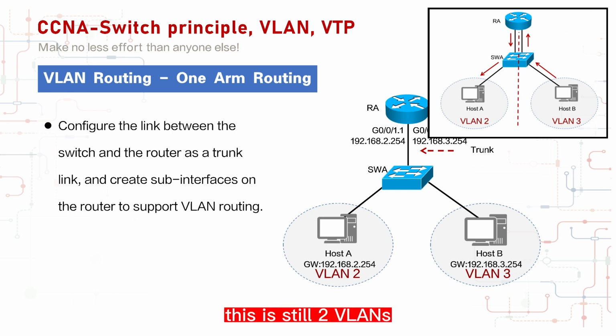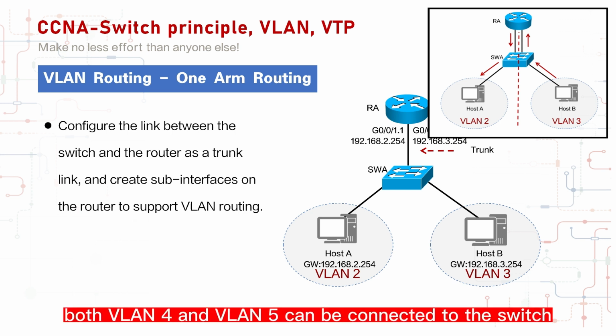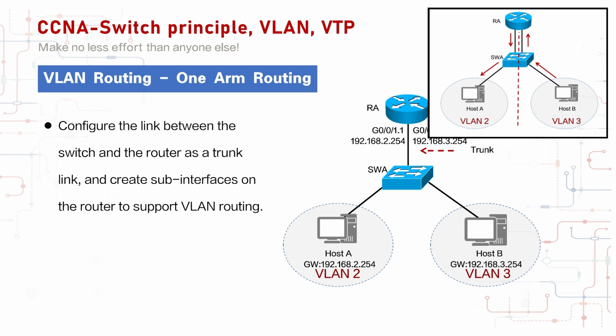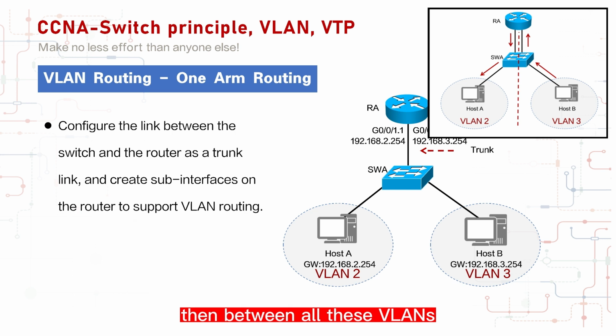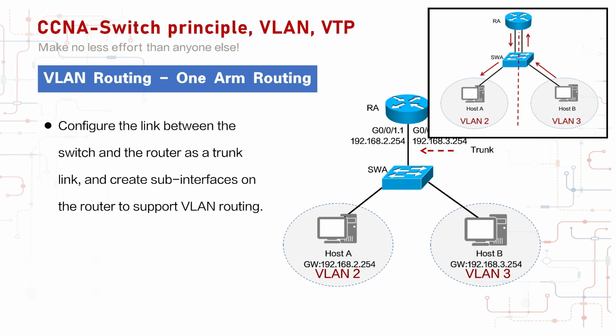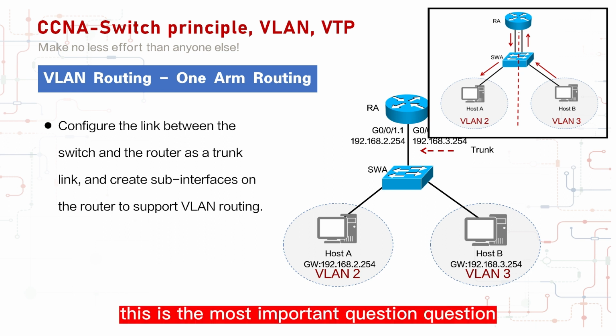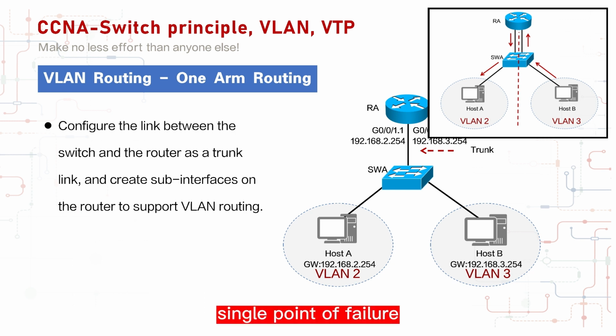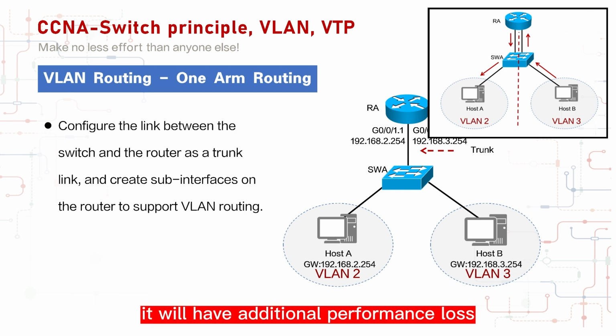This is still 2 VLANs. Both VLAN 4 and VLAN 5 can be connected to the switch. Then between all these VLANs, all visits follow this line. If this line is broken, nothing will get through. This is the most important problem: single point of failure. Second, for the router, it will have additional performance loss.